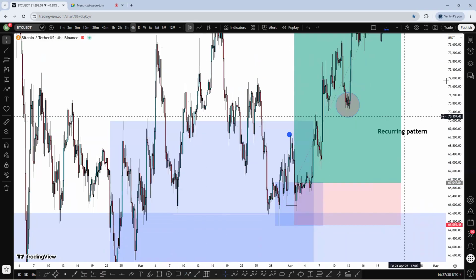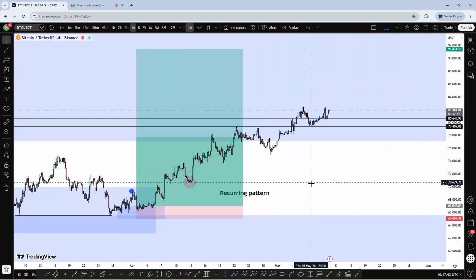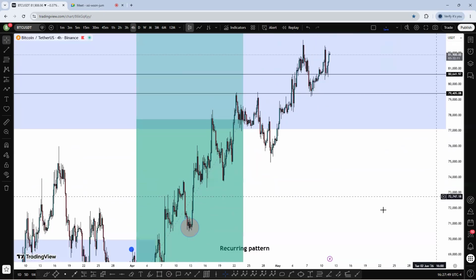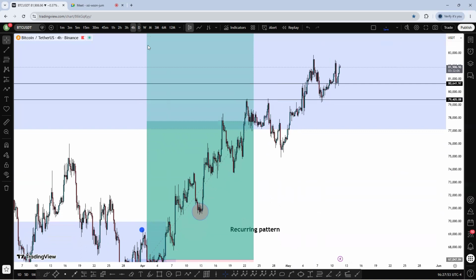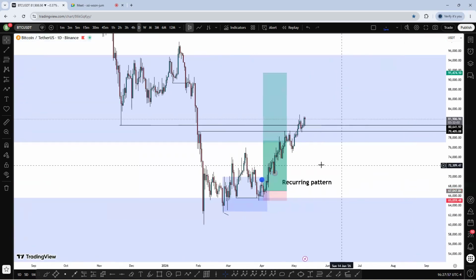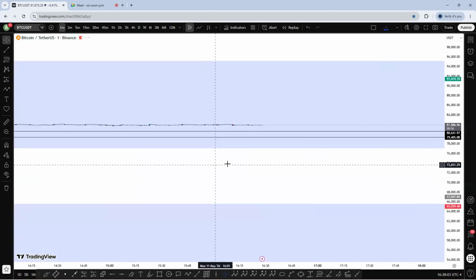That's the best way to stay safe. So this is how you will be marking the zones.